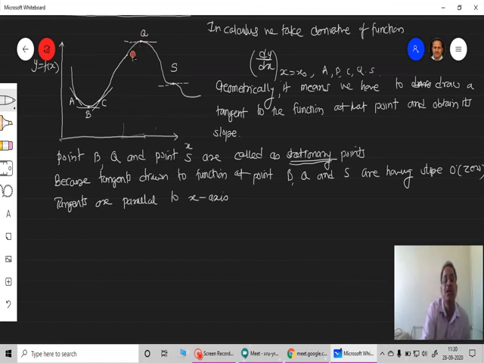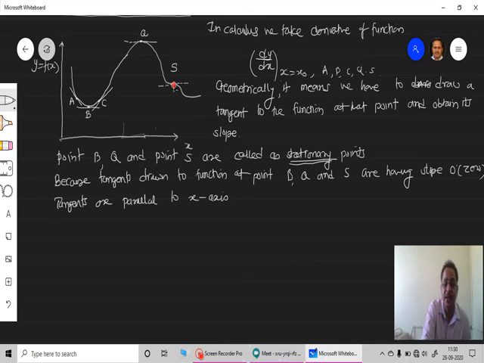And here the slopes of the tangents, if drawn here, are found to be changing from positive to negative. So this point Q is called the maximum point. In the case of point B, the slope is found to be increasing from negative to positive. So this point B is called the point of minimum or minima of that function.